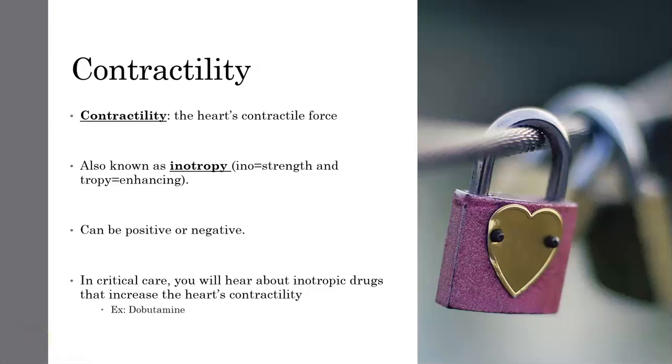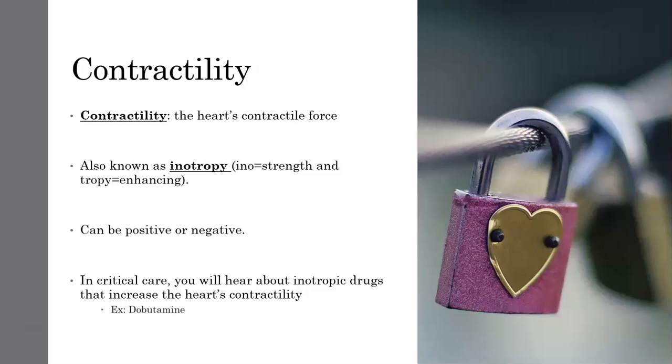Dobutamine is probably the biggest one that we see in critical care. We can also see milrinone used. I've seen it used just a handful of times, but I think dobutamine is probably more cost effective and just a little bit easier to get a hold of. But they are positive inotropes. So positive inotropes are going to make the heart muscle contract stronger and raise that cardiac output to a normal level by helping increase the amount of blood that the heart pumps out.